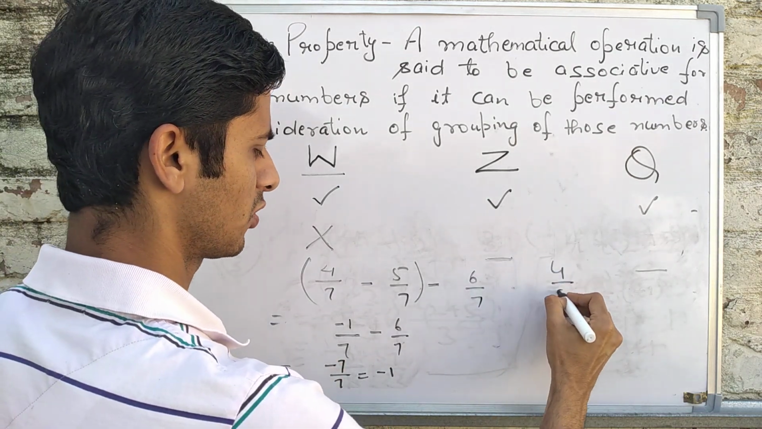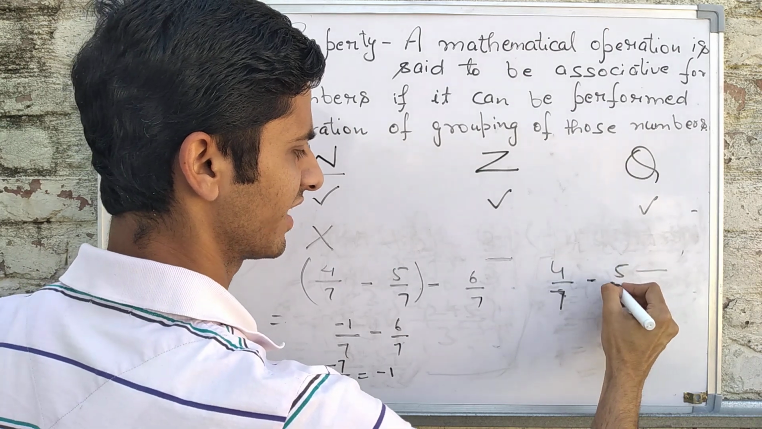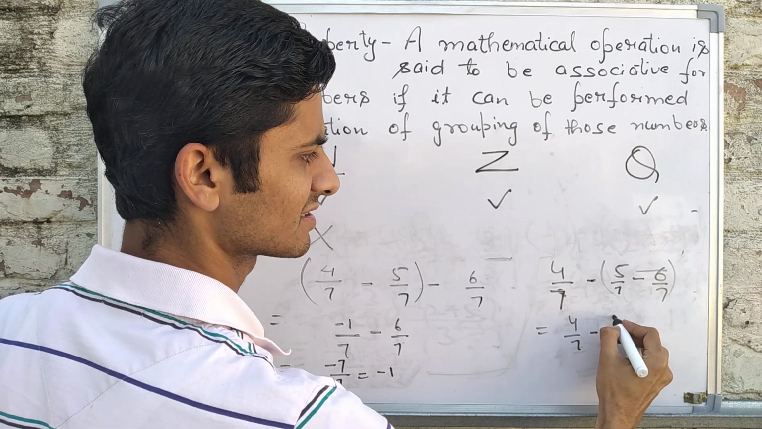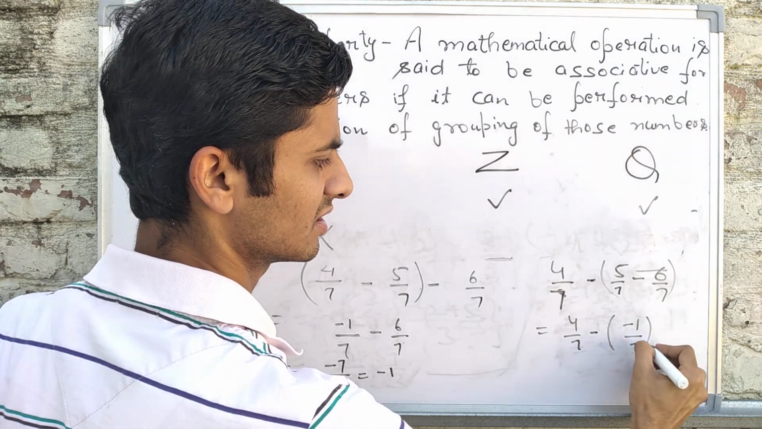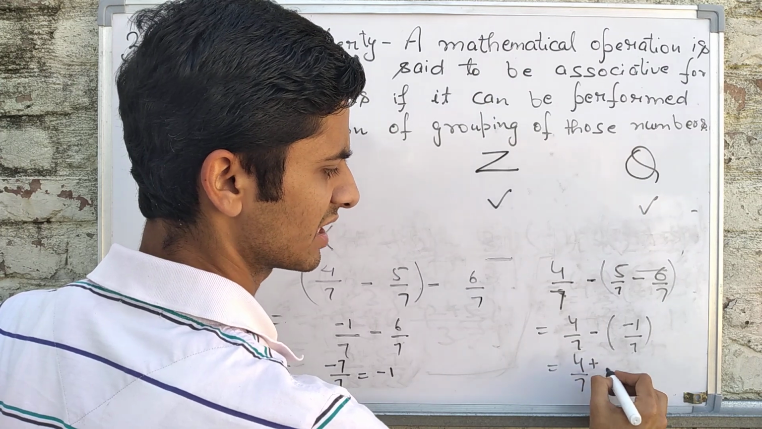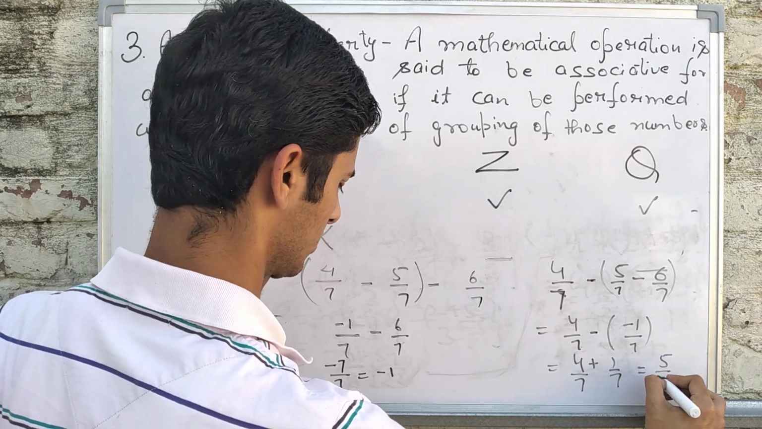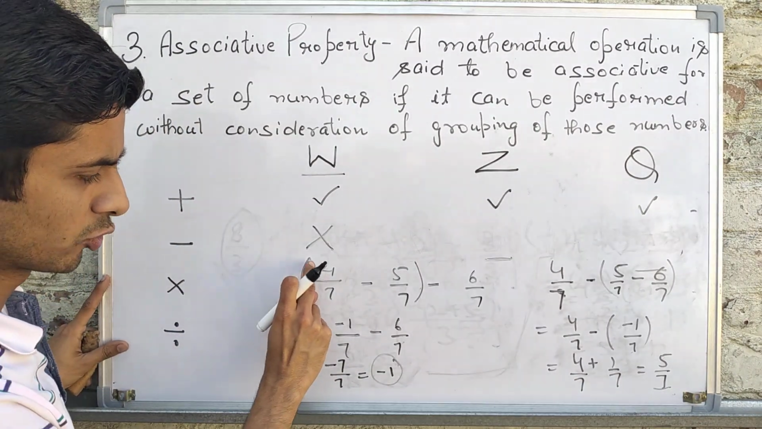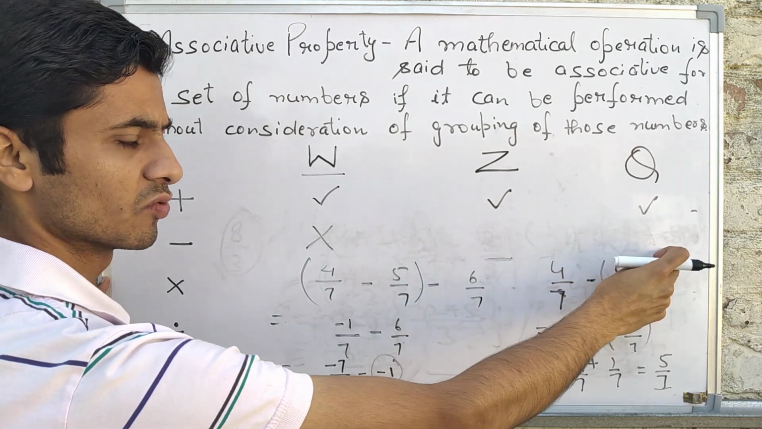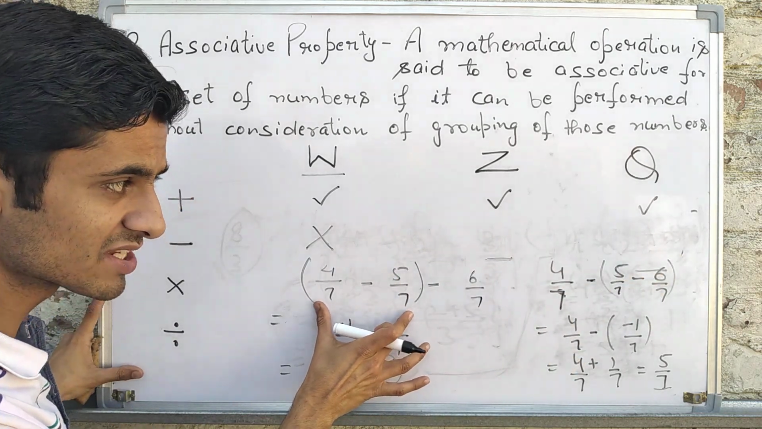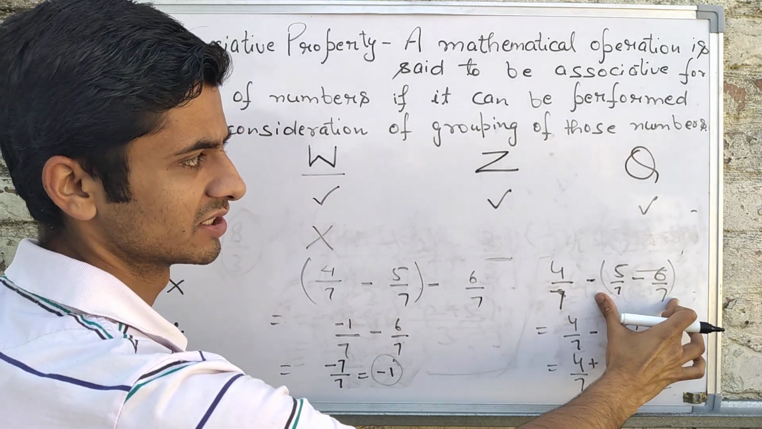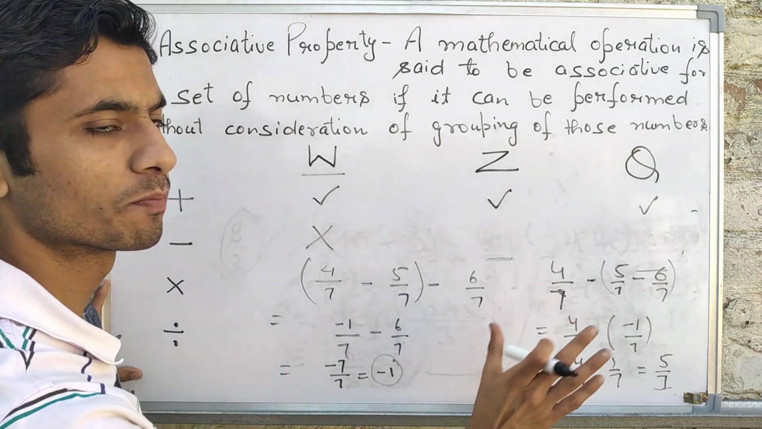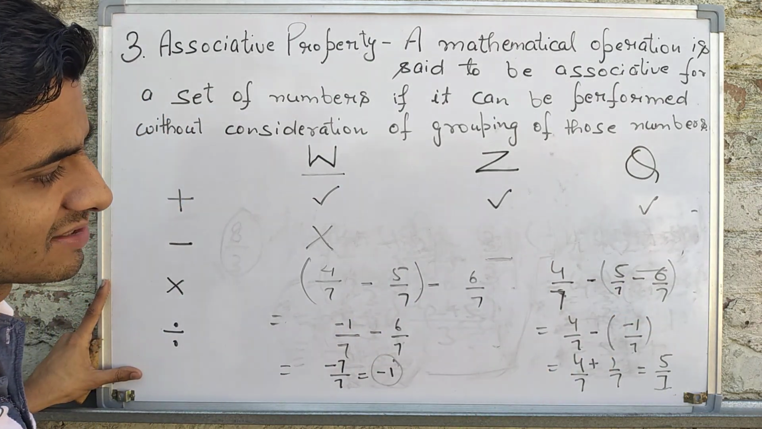Over here, 4 upon 7 minus 5 upon 7 minus 6 upon 7. Let us group it together: 4 upon 7 minus the group 5 minus 6, which is minus 1 upon 7. It came out to be 4 upon 7 plus 1 upon 7, which is 5 upon 7. So here you were getting minus 1, and here you got 5 upon 7. Similarly, over here I have grouped these two numbers first, and here I have grouped these two numbers together. The associative property says that you can group in any order. I am trying to group in any order and check whether the associative property is satisfied or not.